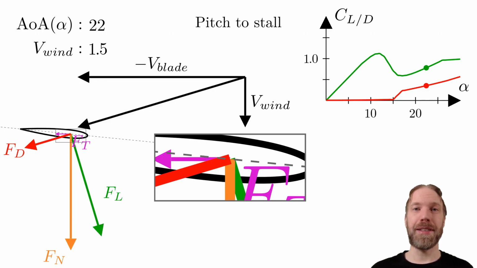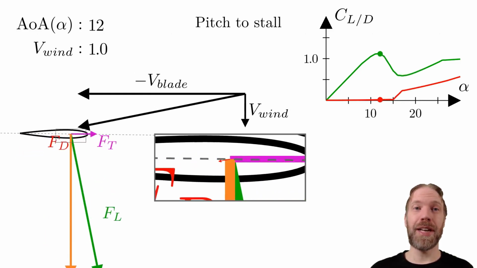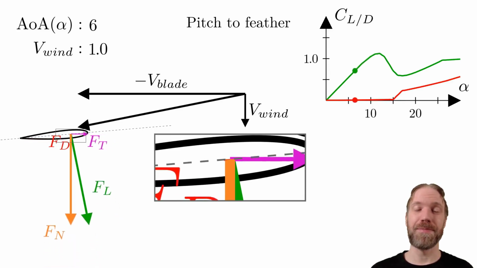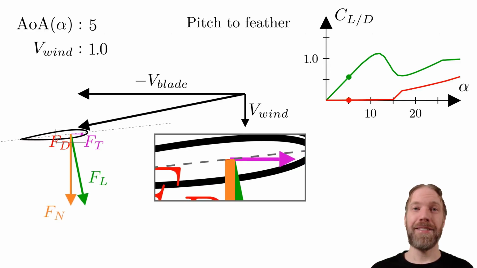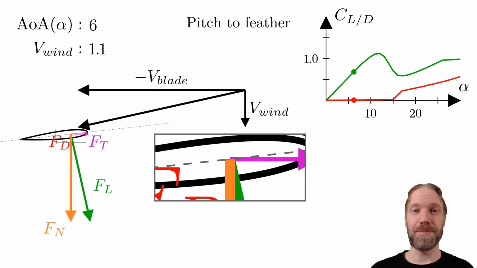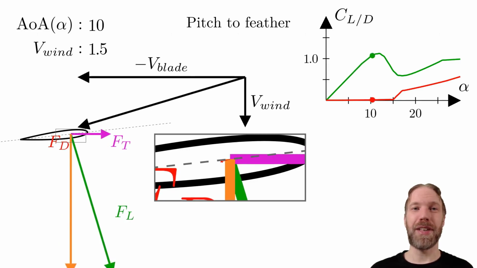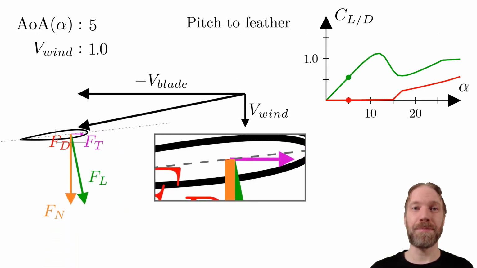The other option, when we pitch in the other direction, is called pitch to feather. Here we lower the angle of attack to decrease the lift force. This has the advantage that it typically gives smaller normal force. However, if the wind speed increases, the angle of attack will increase and we get a larger tangential force. A very simplified description of the difference between the two is that pitch to stall reduces the tangential force by increasing the drag force, while pitch to feather controls the tangential force by decreasing the lift force.